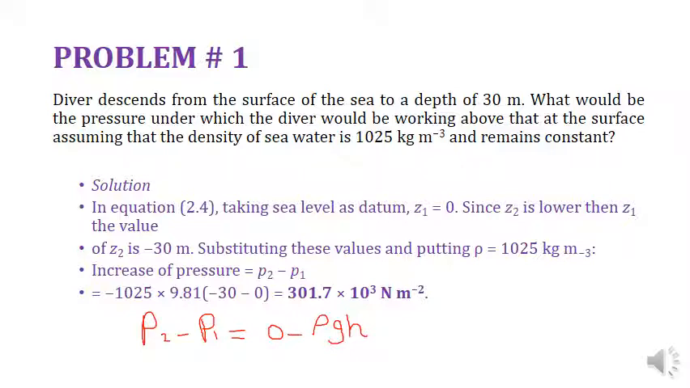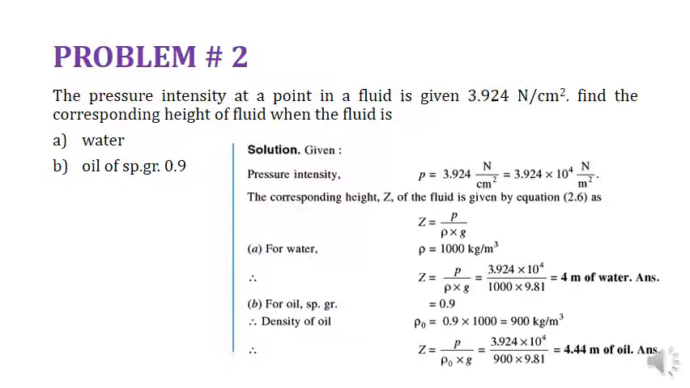For this particular case, your rho density is 1025, that is given in the numerical problem statement, and 9.81 is the g value, and the h value is z2 minus z1. It is minus 30 minus 0, where 0 is the datum point at the sea level, the surface of the sea. So it is going to give you the answer in Newton per meter square, that is 301.7 into 10 to the power 3.